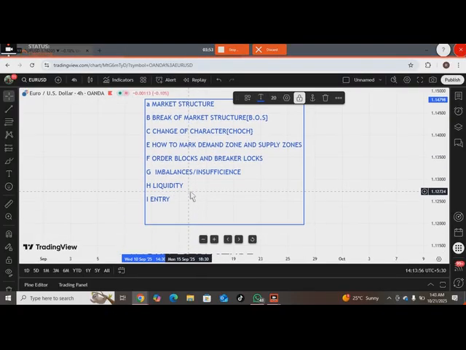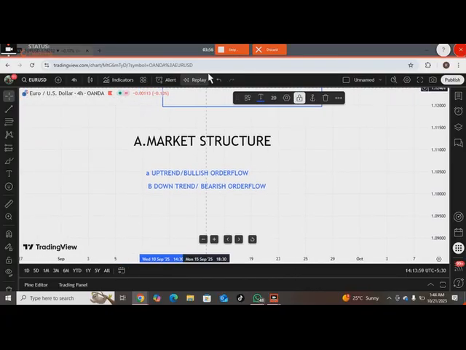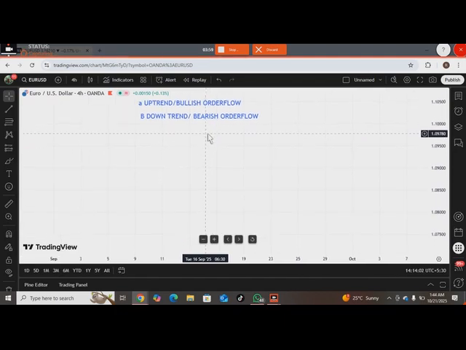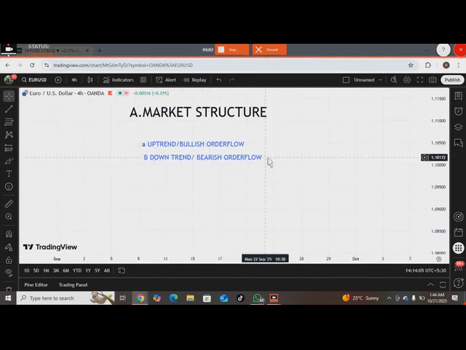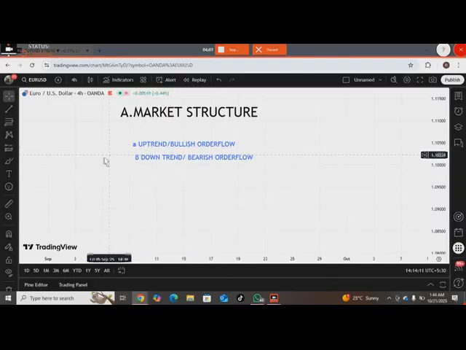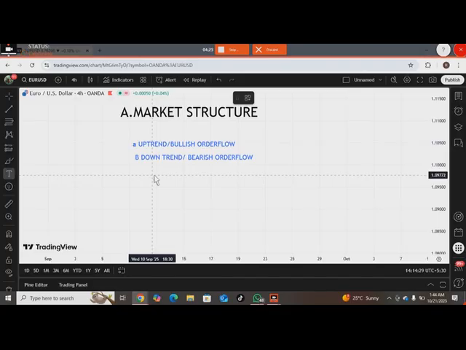Okay, now let us see market structure. What does it mean when we are talking about market structure? In the market structure, we have what we call uptrend, that is A. And also we have downtrend, which is bearish order flow, and uptrend, that is bullish order flow. Now I hope you understand what I'm talking about here.